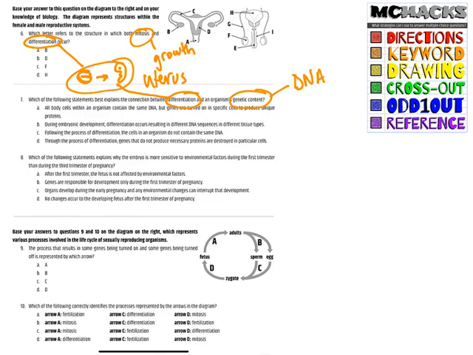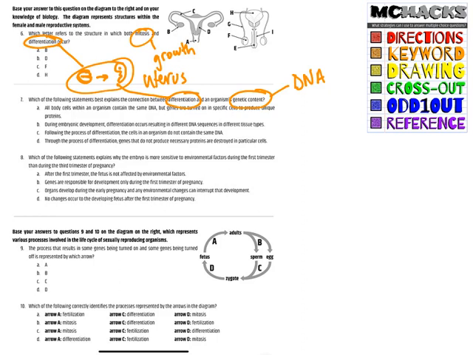Letter A. All body cells within an organism contain the same DNA, but genes are turned on in specific cells to produce unique proteins. B. During embryonic development, differentiation occurs, resulting in different DNA sequences in different tissue types. C. Following the process of differentiation, the cells in an organism do not contain the same DNA. And D. Through the process of differentiation, genes that do not produce necessary proteins are destroyed in particular cells.